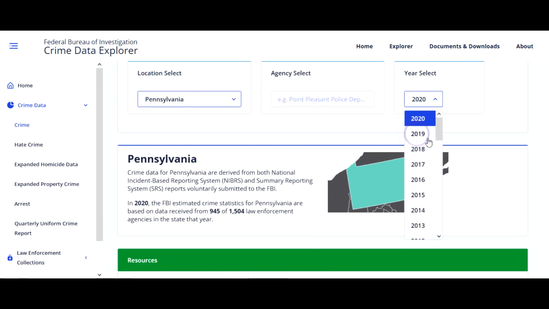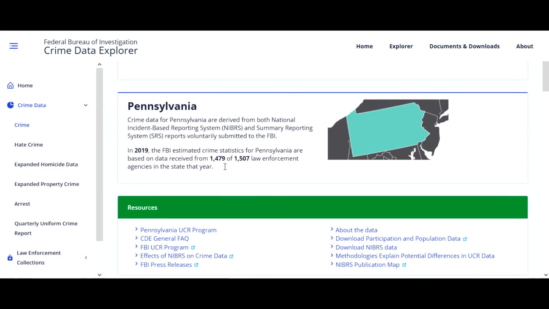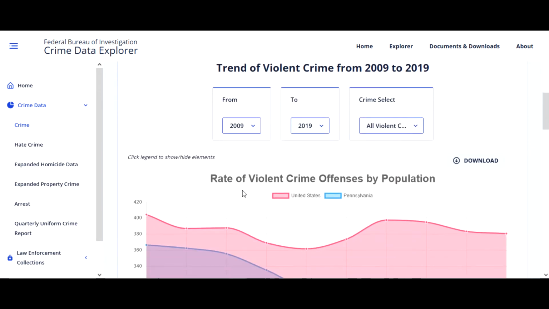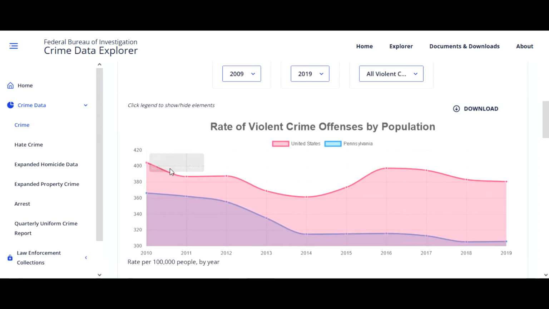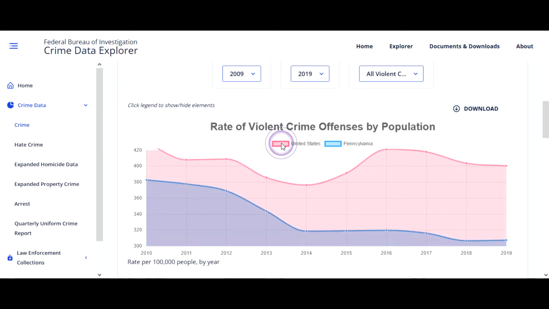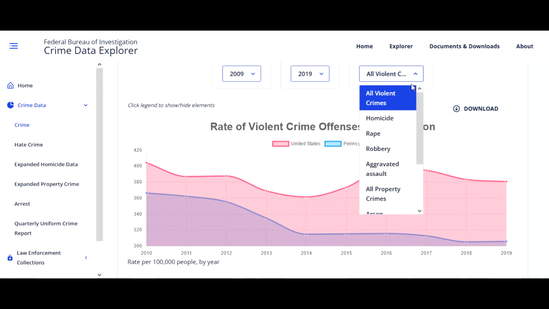Let's look pre-pandemic. Let's look at 2019 real quick. So in 2019, FBI estimated crime statistics for Pennsylvania are based on data received from 1,479 of the total 1,507 law enforcement agencies in the state. So most of them were reporting in. And so from 2009 to 2019, a 10-year trend of violent crime. This is all violent crime offenses. The big red line is the United States, and this blue part is us. Well, purple, but if we take away the United States, it's blue. So notice our overall violent crimes in PA went down, especially compared to the national average, where it spiked back up in 2016.